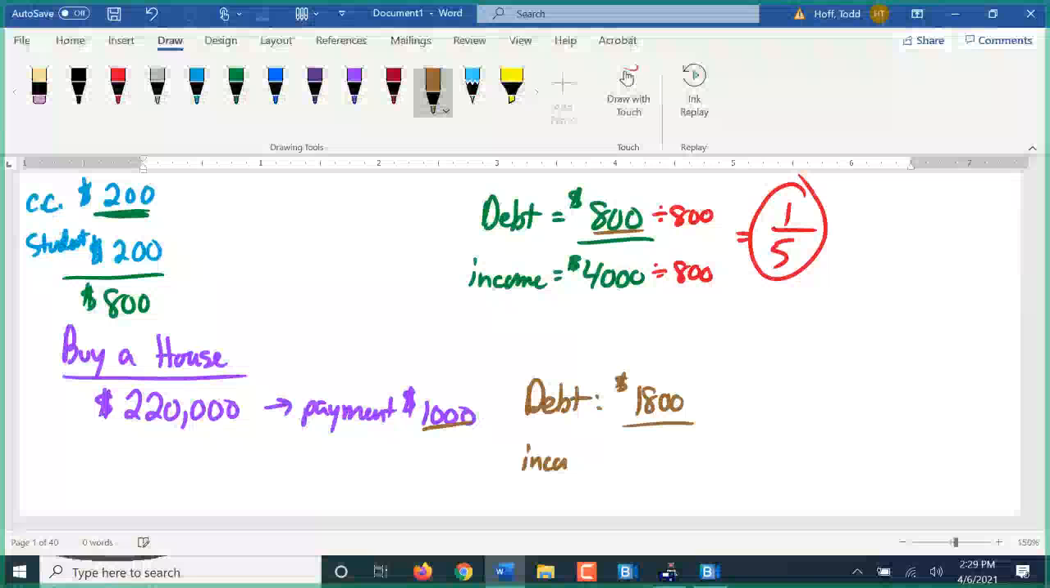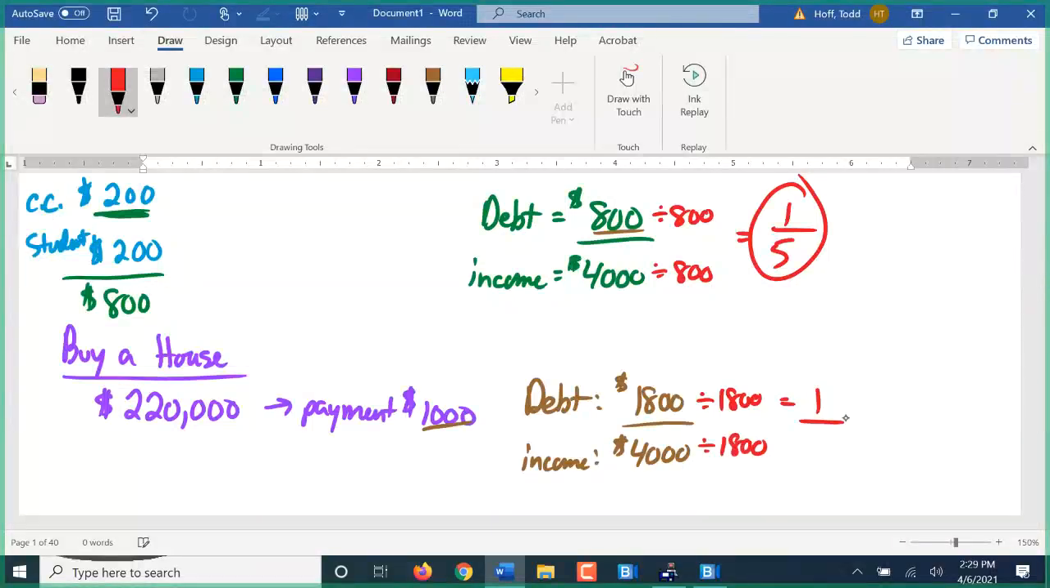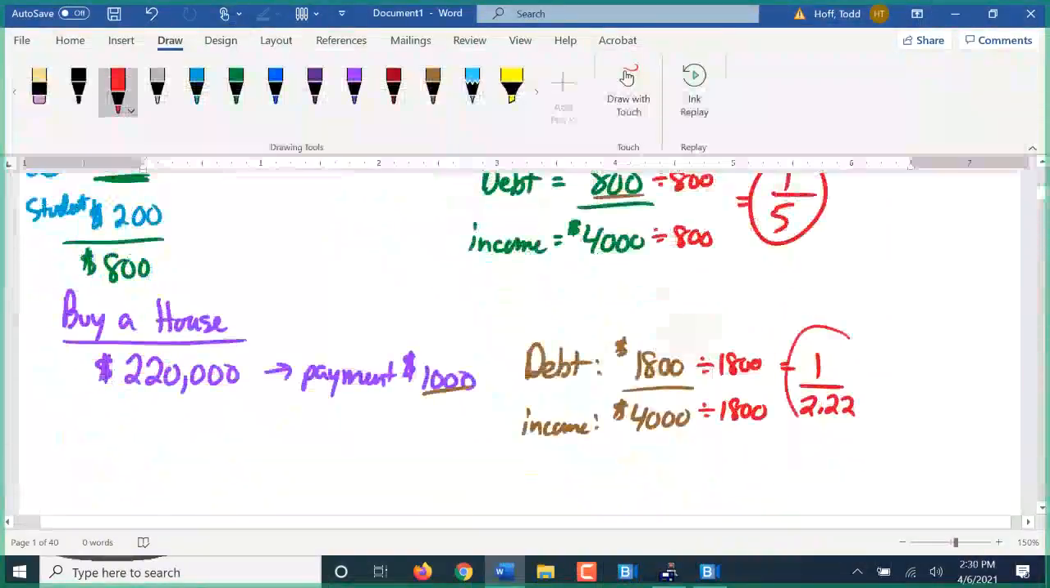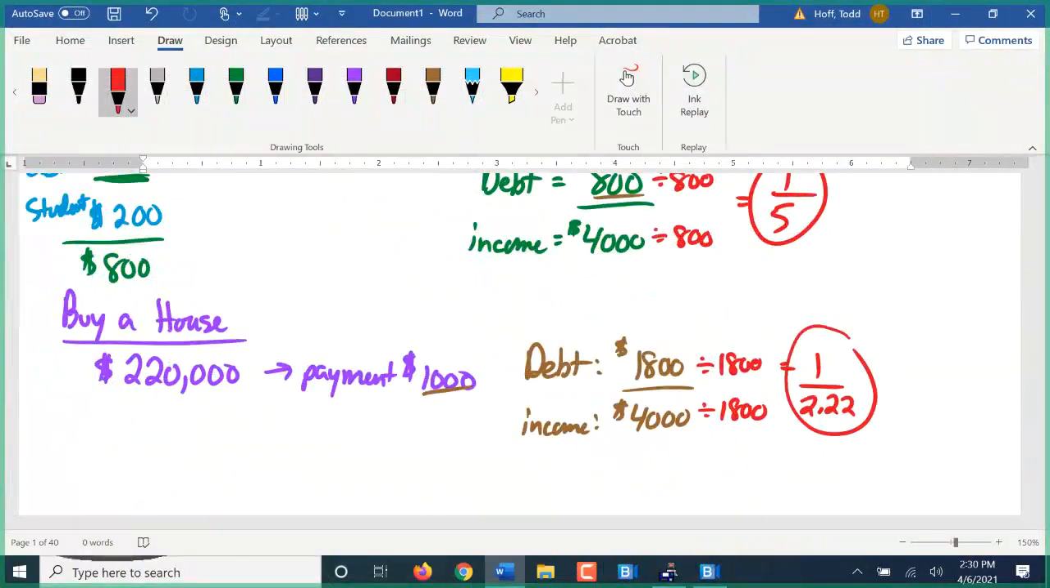And our income is still $4,000. So now if we divide by that 1,800, of course 1,800 divided by 1,800 is 1. 4,000 divided by 1,800 is, what, 2.222? Something like that. Well, 2.222 is less than 3. So the bank's going to look at you and say, no, buying that house is going to throw your debt to income ratio out of whack.